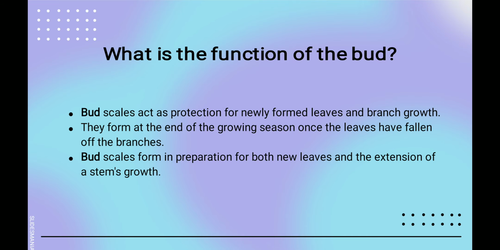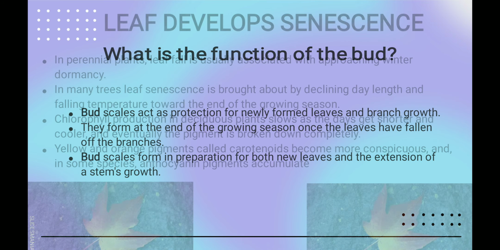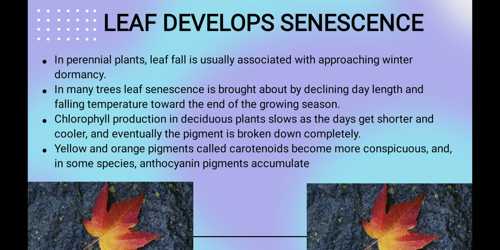So, what is the function of a bud? Bud scales act as protection for newly formed leaves and branch growth. They form at the end of the growing season once the leaves have fallen off the branches, in preparation for both new leaves and the extension of stem growth. In perennial plants, fall is usually associated with approaching winter dormancy. That is why we sometimes see different colors of leaves other than green.